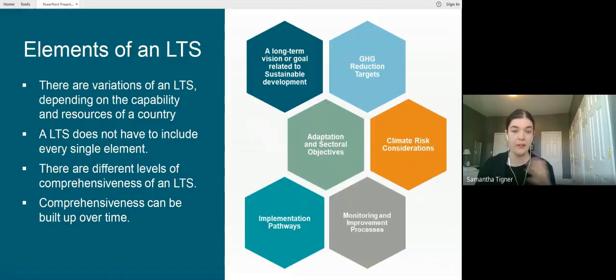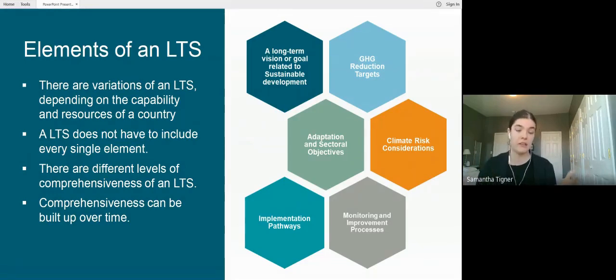Okay, so now that we know what these long-term strategies are and why they're important and a piece of conversation to be having in these countries, and we understand that they're helping countries delineate these long-term development, climate, and sustainability targets with this high-level broad vision, I think we should understand what exactly is included in an LTS. So what are its various components?